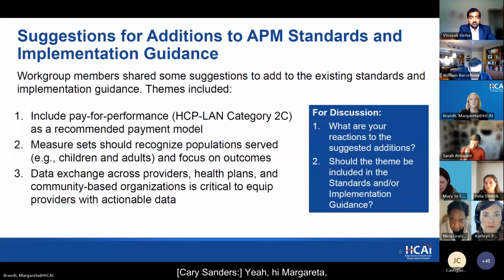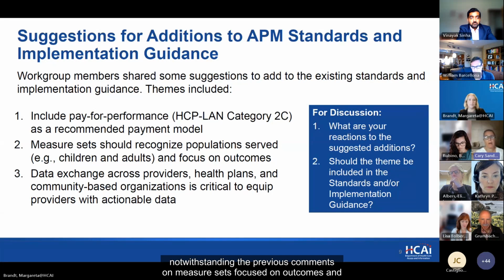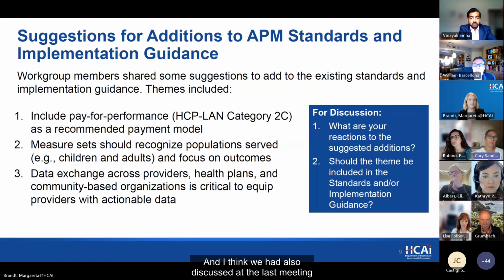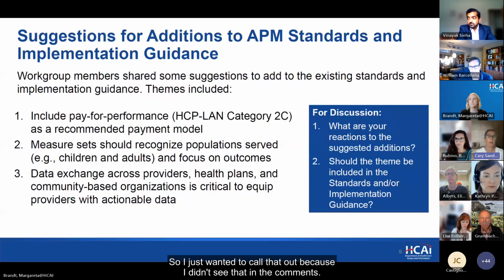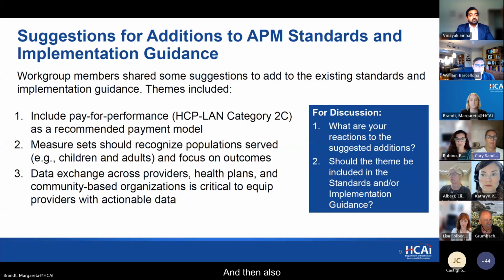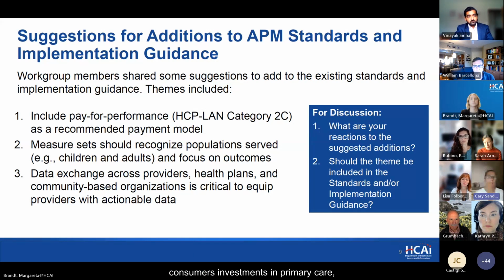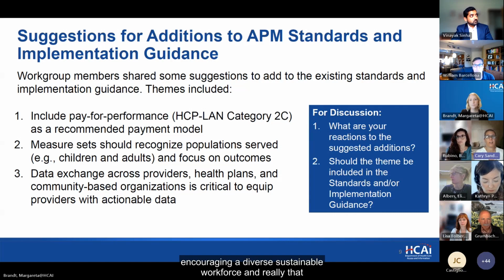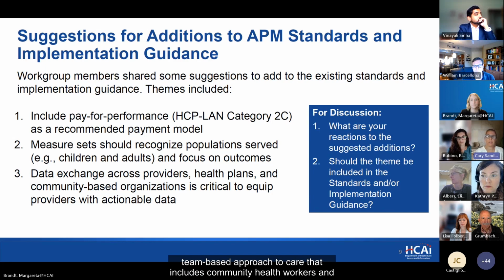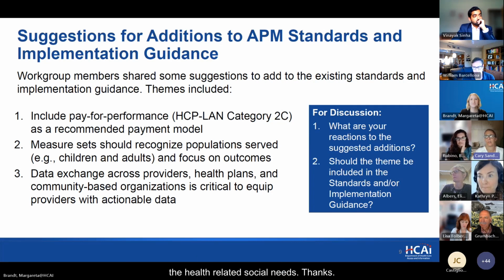Go ahead, Carrie. Yeah, hi, Margaretta. Just want to do a +1, notwithstanding the previous comments, on measure sets focused on outcomes and populations served. And I think we had also discussed at the last meeting thinking about social determinants of health and health-related social needs data. So I just wanted to call that out because I didn't see that in the comments. And then also a +1 on cost savings leading to lower costs for consumers, investments in primary care, behavioral health, and care coordination, and also the focus on encouraging a diverse, sustainable workforce, and really that team-based approach to care that includes community health workers and peer support specialists and other workers as well. So just +1 for those, and wanted to call out the health-related social needs. Thanks.